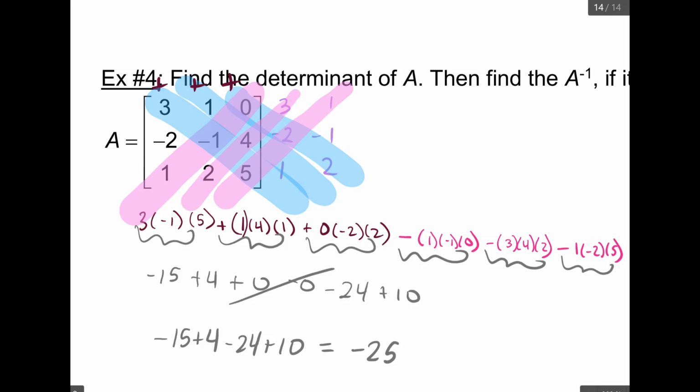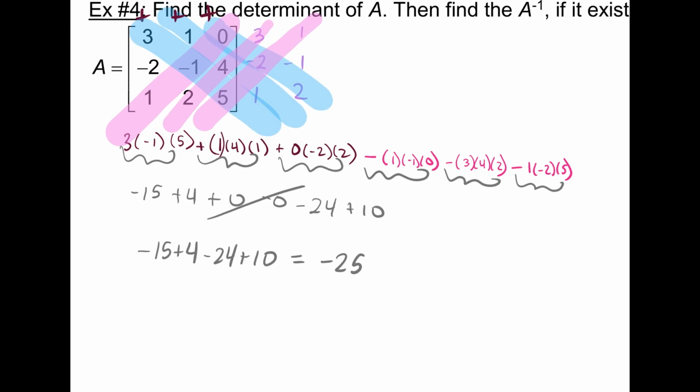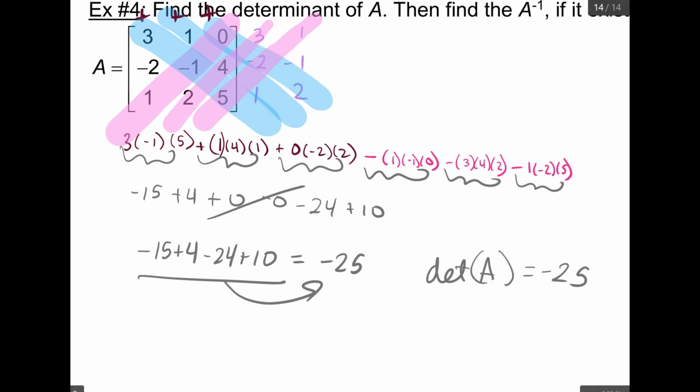You get -25? Where? Right here? Because I'm doing the stuff. That's why. The determinant of matrix A is equal to -25. So, if you go to the previous page, blah, blah, blah.